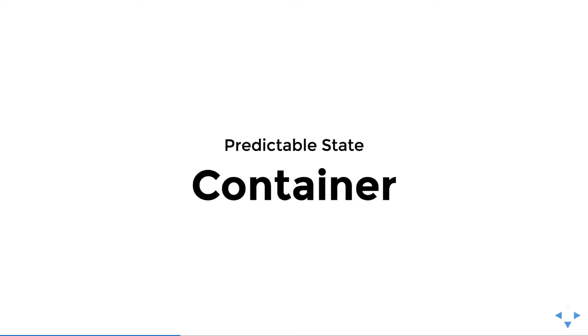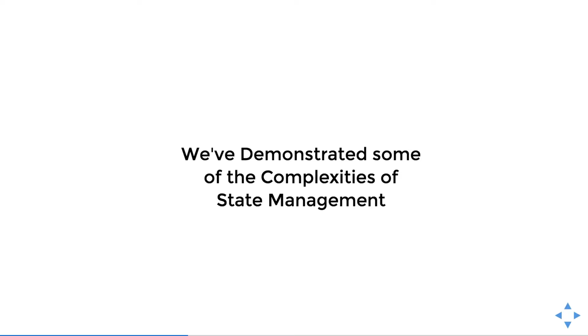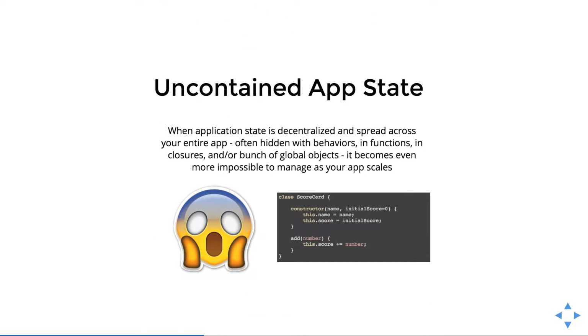And then the last part of that term is container. So let's look at the idea of a container, right? We've kind of demonstrated some of the complexities of state management when we talk about things changing over time, we talk about mutability, we talk about all this stuff. So obviously, the smart thing to do is just scatter your state all over the place, right? No. So in an uncontained app state, the state of your application is decentralized and spread across your entire application. It's often hidden within behaviors and functions and closures and or a bunch of global objects. And as your app scales, this becomes impossible to manage, right? Does that make sense to everyone?